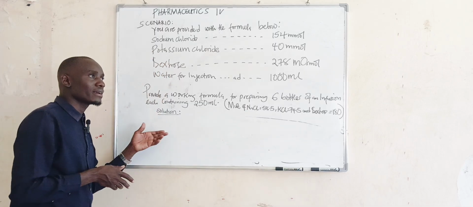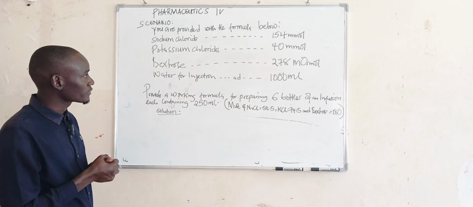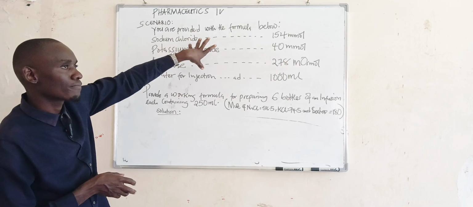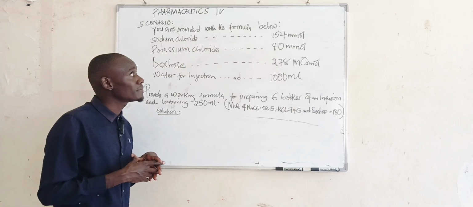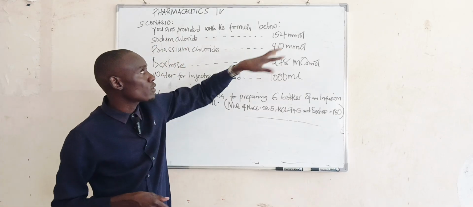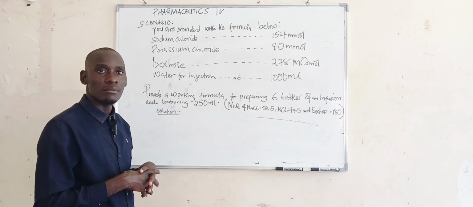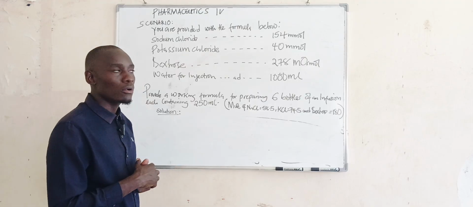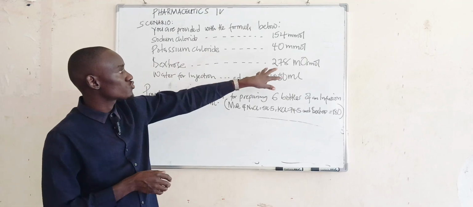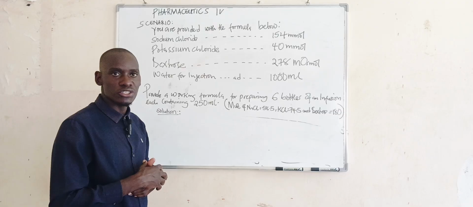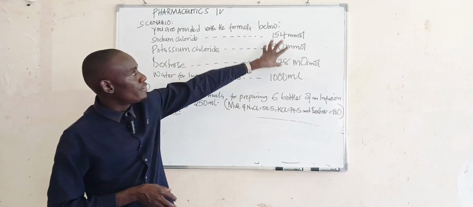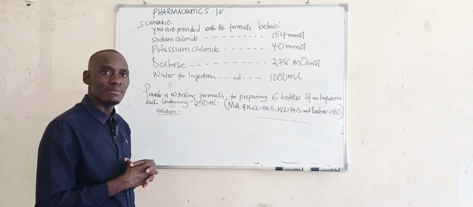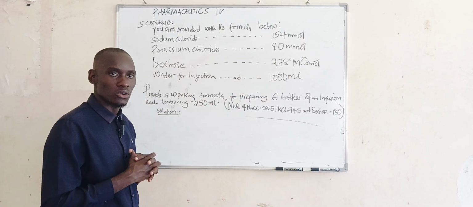So how do we handle such a question? First of all, we look at the ingredients of the formula provided, where we have sodium chloride 154 millimoles, potassium chloride 40 millimoles, dextrose 278 millimoles. Then all these are contained in 1000 ml of that solution.